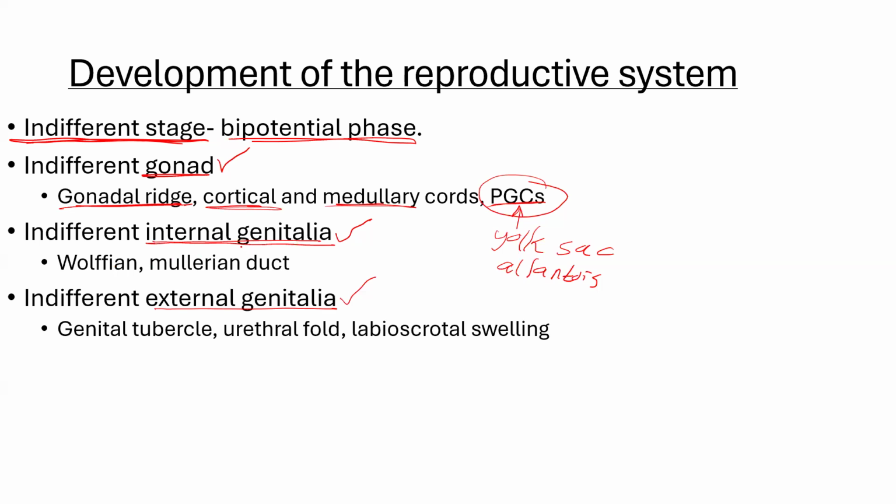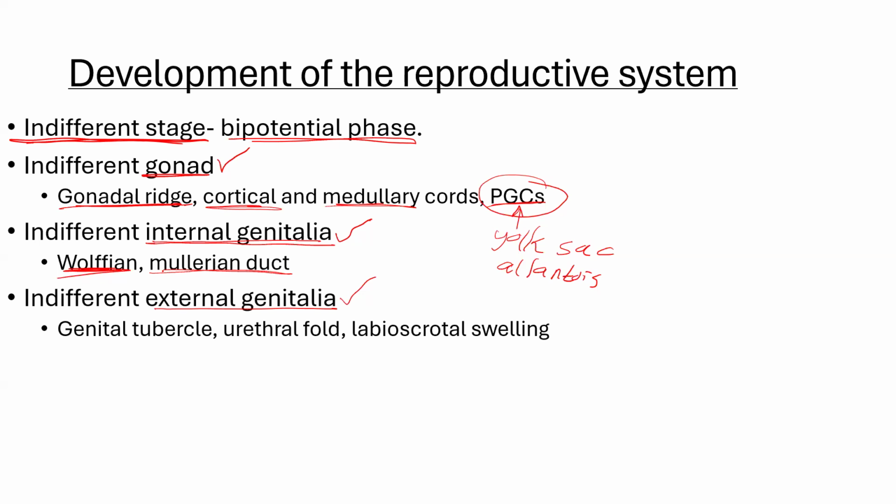Now we have the indifferent internal genitalia. The reason I'm emphasizing this is because they can give you an exam, point to the epididymis, and ask you what these structures are derivatives of. You need to understand that the epididymis is in the male and is part of internal genitalia. Anything from the internal genitalia in males came from the Wolffian duct, also known as the mesonephric duct. Anything internal genitalia in females came from the Mullerian duct, also known as the paramesonephric duct.